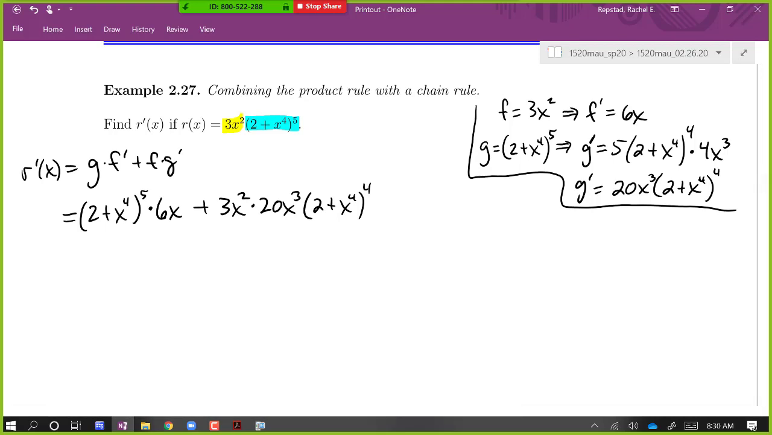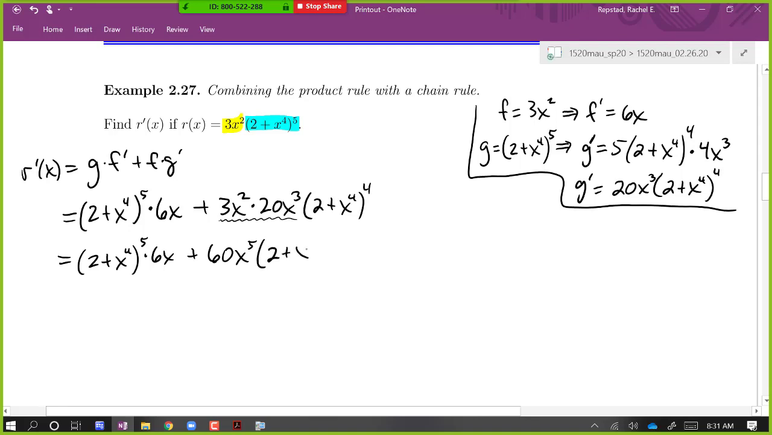So, I think maybe I'm going to do one step before we do the big simplifying. This 3x squared times 20x cubed, I'm just going to multiply those together. All right, so the simplifying step does not involve multiplying things out. It actually involves factoring. And we're going to factor out a greatest common factor.